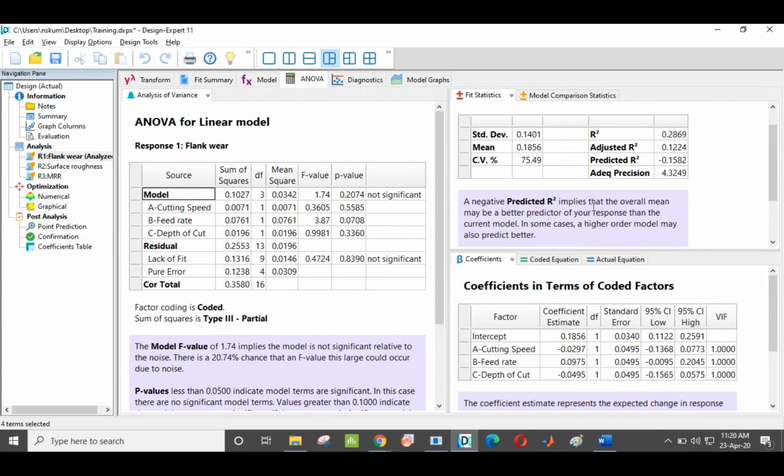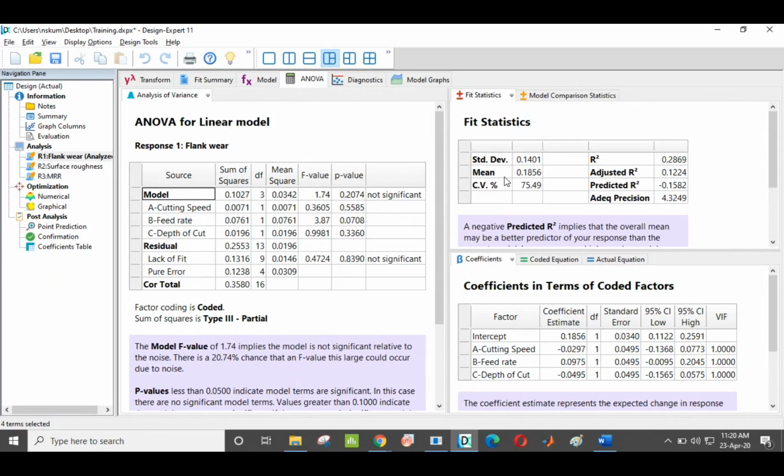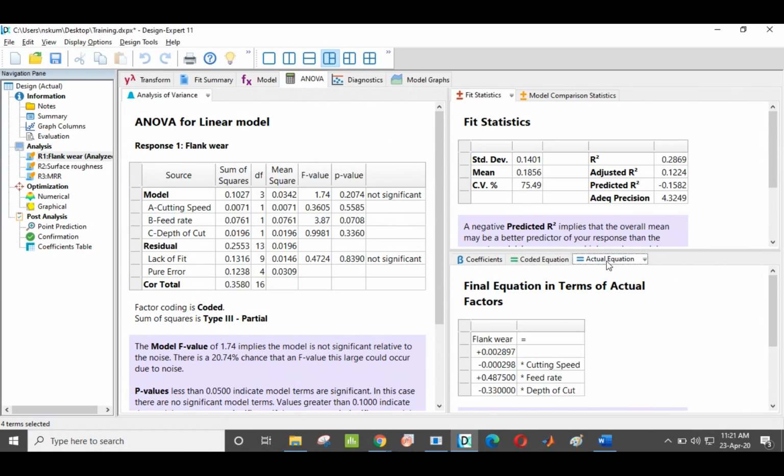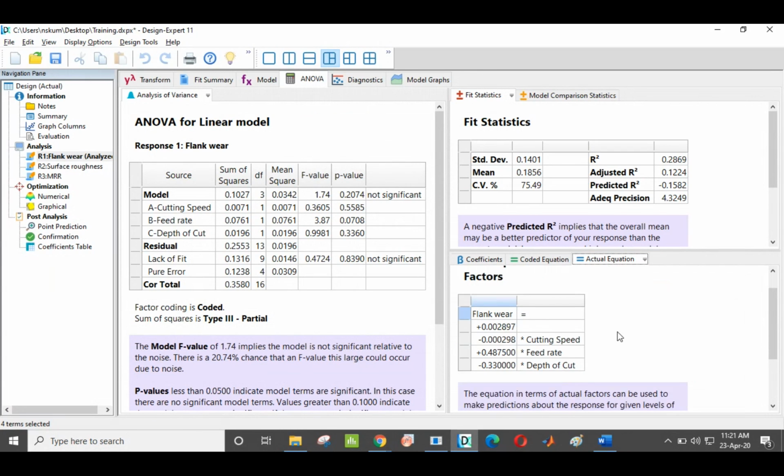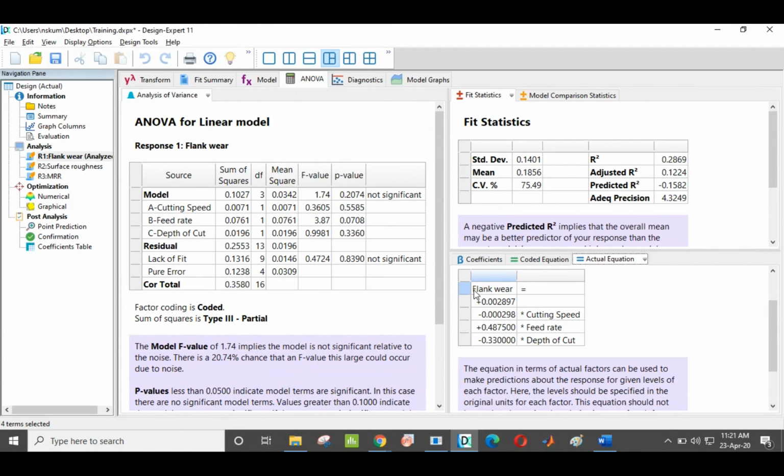Now on the left side, below the fit statistics, we have coefficients in terms of coded factors. In this we have 3 tabs. One is beta coefficients, that is the coefficients, then coded equation, then actual equation. So in these three tabs, go for the actual equation. The model has developed. Here you can see a fitted model.